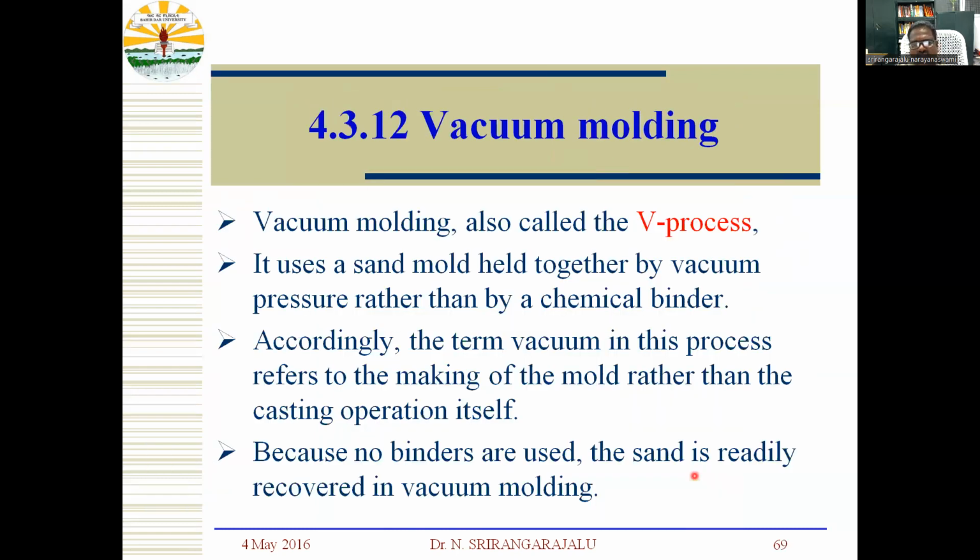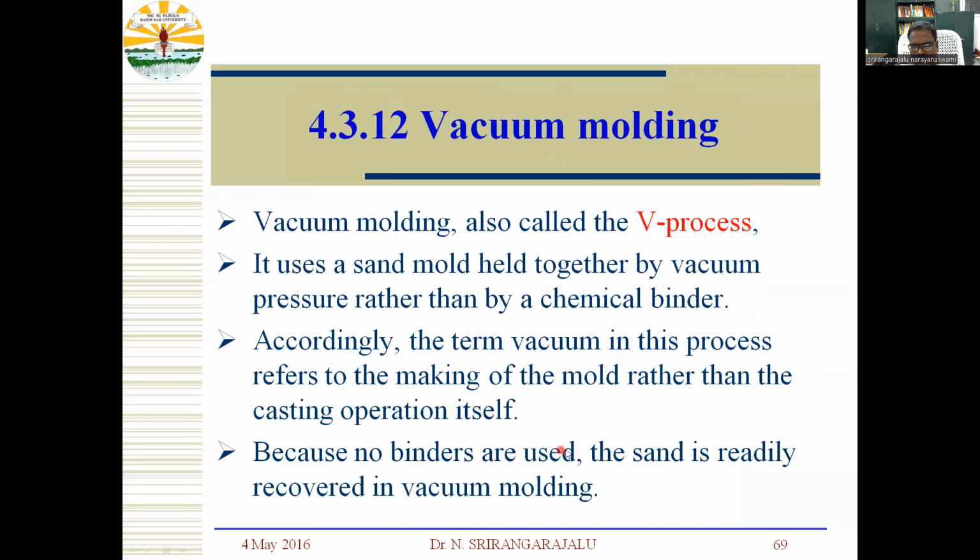Next, they will have vacuum molding. Vacuum molding is also called the V process. It uses a sand mold held together by vacuum pressure rather than by a chemical binder. Accordingly, the term vacuum in this process refers to the making of the mold rather than the casting operation itself.